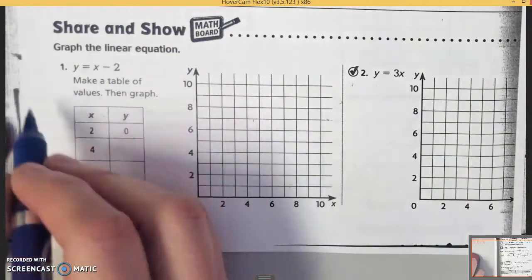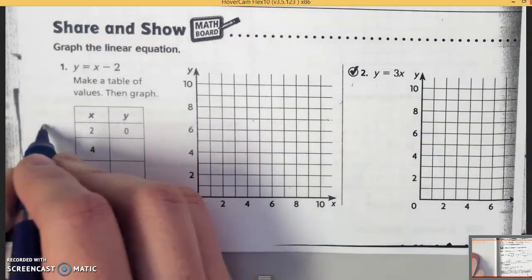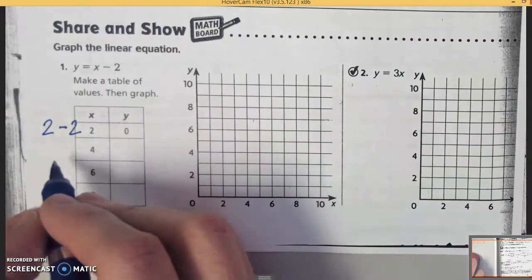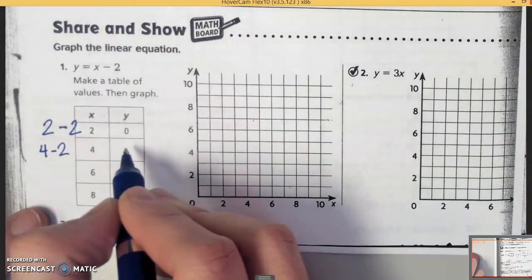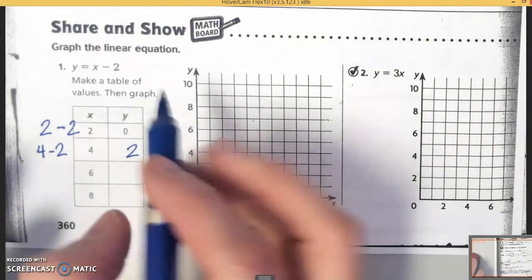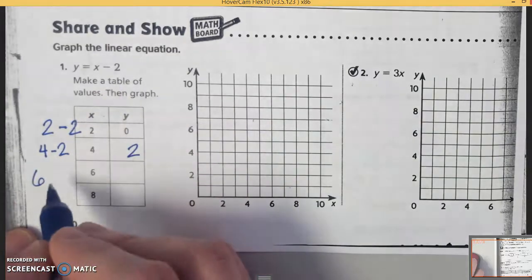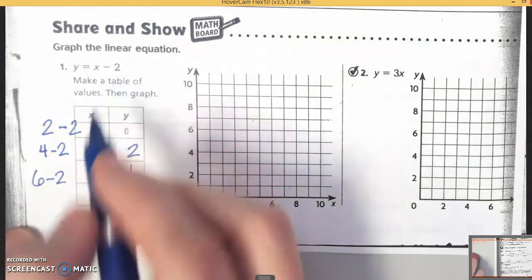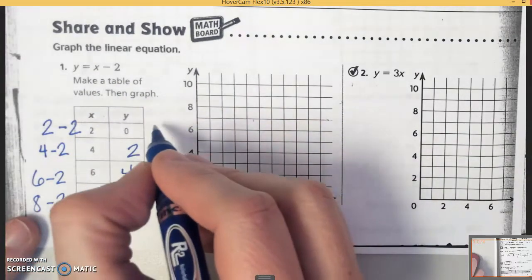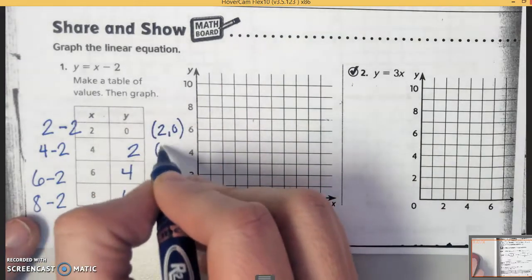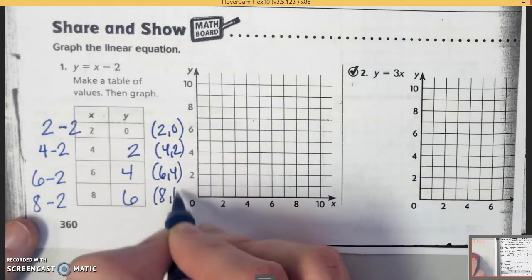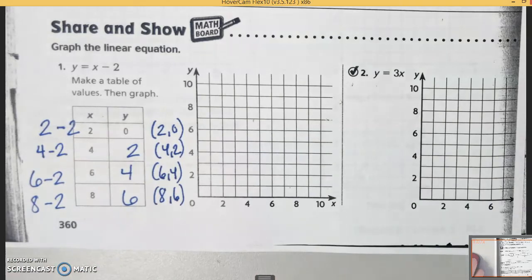Alright, so right here, to solve this, I'd put in 2 for x and subtract 2, and that's how I got 0. Then I'd put in 4 for x and subtract 2 and get 2. You with me? Then I'd put in 6 for x, subtract 2 and get 4. And then I'd put in 8 for x, subtract 2 and get 6. So this right here gives me my ordered pairs. I have (2, 0), (4, 2), (6, 4), and (8, 6). There's your ordered pairs.